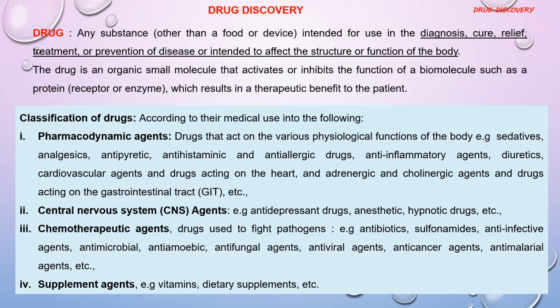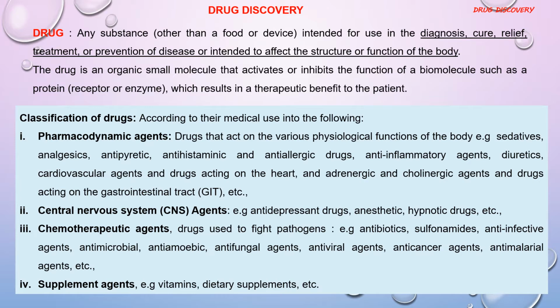Pharmacodynamic agents are drugs that affect the physiological function of the body. Example, analgesic, anti-allergic, anti-inflammatory drugs, cardiovascular agents, etc. Central nervous system agents affect the central nervous system. Example, antidepressant drugs, anesthetics, etc.